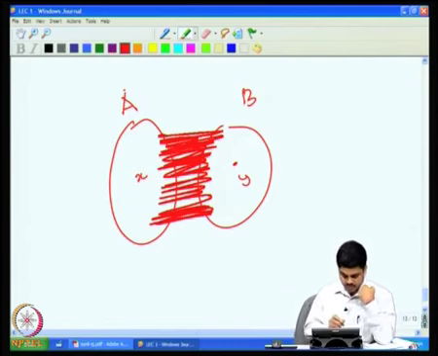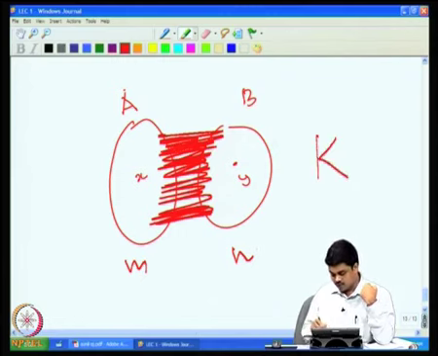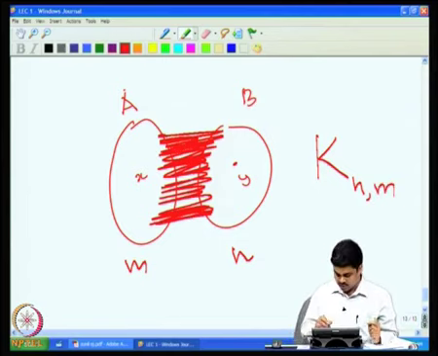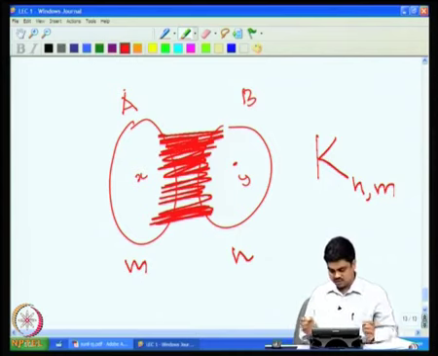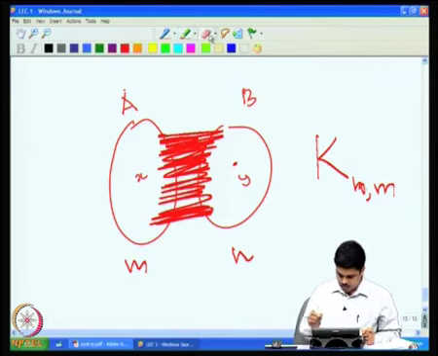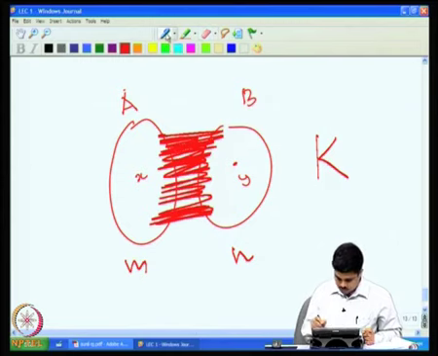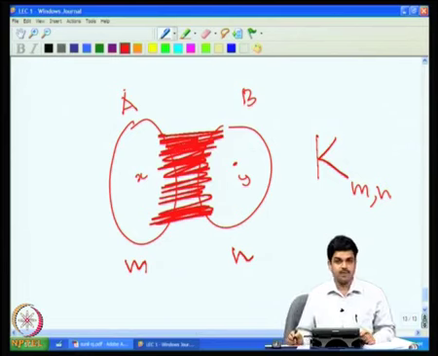Now the notation for this: suppose there are m vertices on the A side and n vertices on the B side, then we will call it K_{m,n}. Remember, the complete graph was Kn with n vertices. Here, in K_{m,n}, m and n are the numbers of vertices on each side. So, this is a complete bipartite graph.